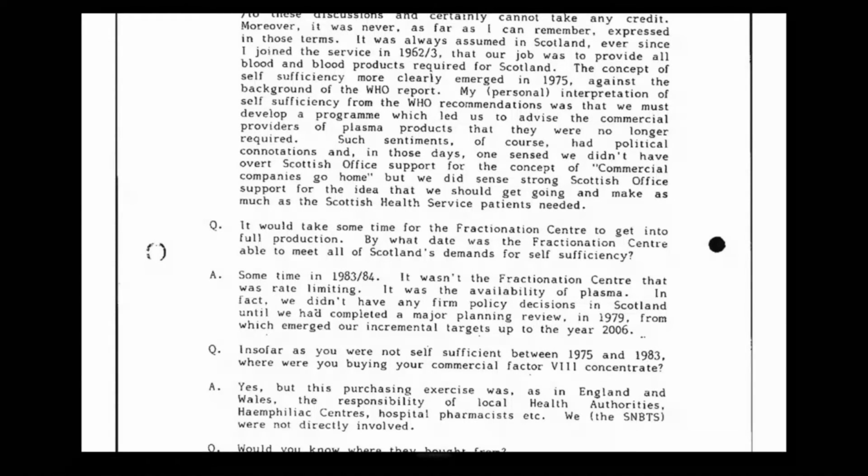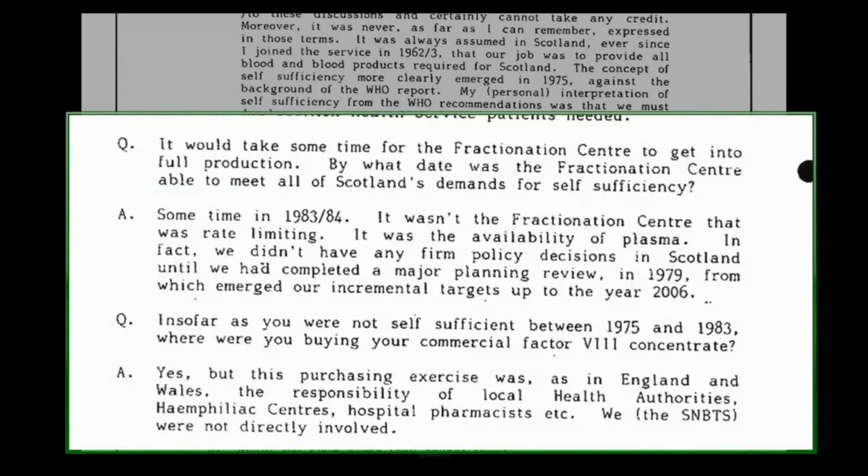The question then, it would take some time for the fractionation centre to get into full production. By what date was the fractionation centre able to meet all of Scotland's demands for self-sufficiency? Answer, sometime in 83-84. It wasn't the fractionation centre that was rate limiting, it was the availability of plasma. In fact, we didn't have any firm policy decisions in Scotland until we'd completed a major planning review in 1979, from which emerged our incremental targets up to the year 2006. Question, insofar as you were not self-sufficient between 1975 and 1983, where were you buying your commercial factor VIII concentrate?